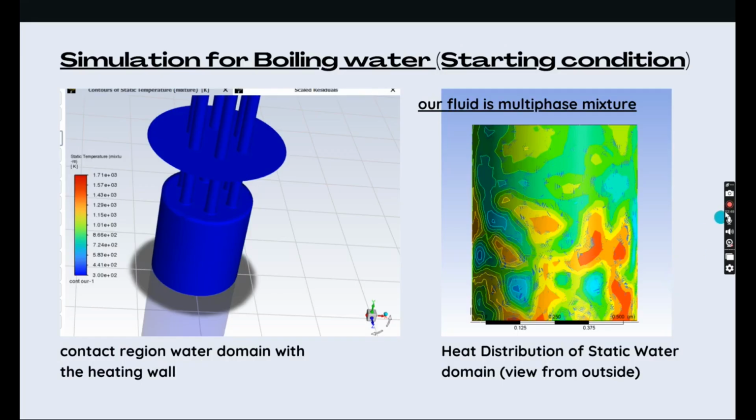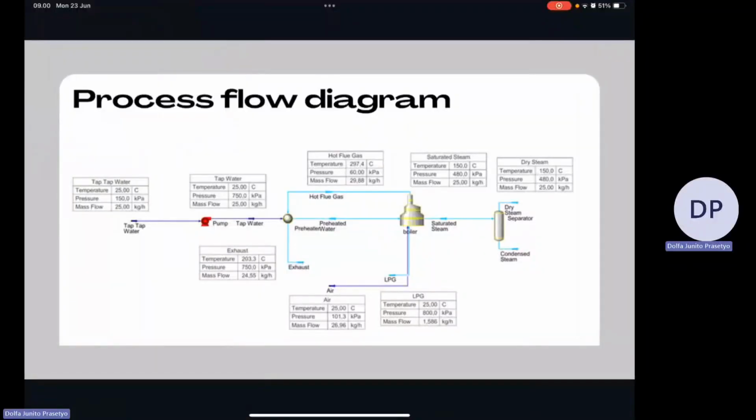Okay, let's now begin with the process flow diagram of our system. We built this using Aspen HYSYS. The first thing we have to know is all the components that are useful in our process and analysis. The first one is the pump, the second one is the preheater or economizer, the third one is the boiler, and the fourth one is the steam drum.